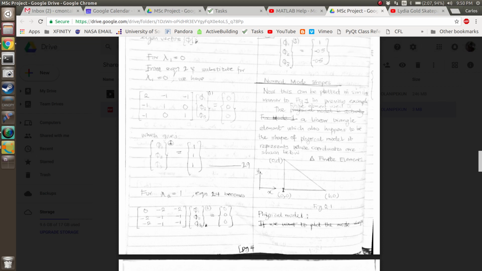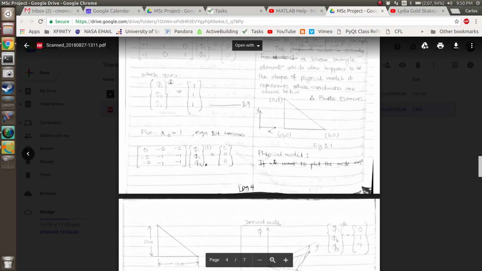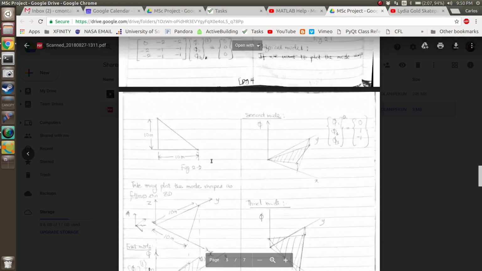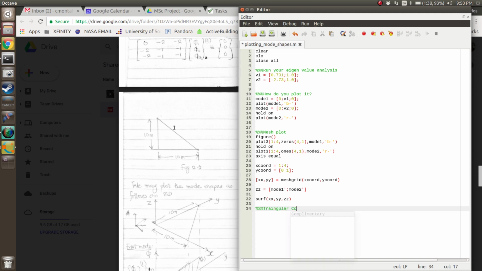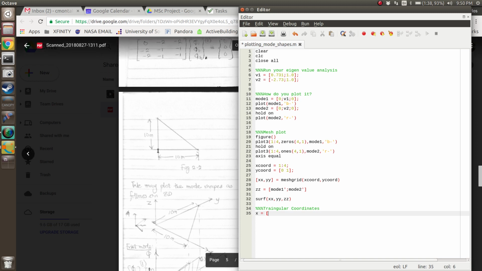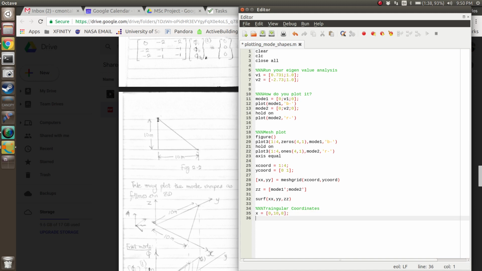And so if you have these 3 points, say 0, 0, 6, 0, 0, 0, and is that D? It looks like it's 10. Okay, so let's make our coordinates, triangular coordinates. Let's make my x coordinates. I'm going to go in a counterclockwise direction. So my first x coordinate is 0, my second x coordinate is 10, my third x coordinate is 0. So those are my 3 x coordinates.